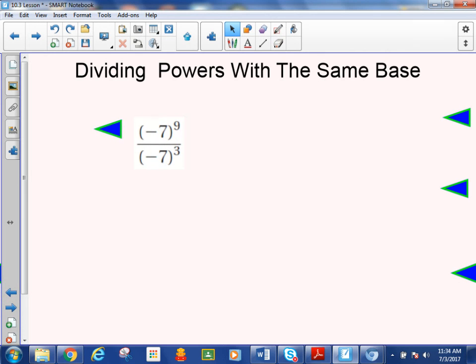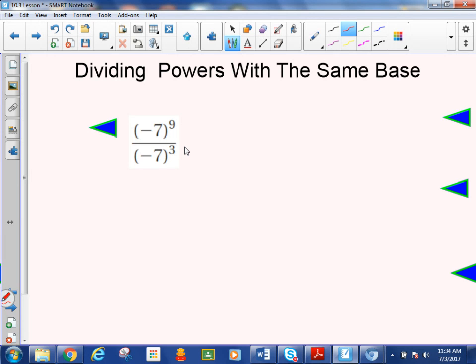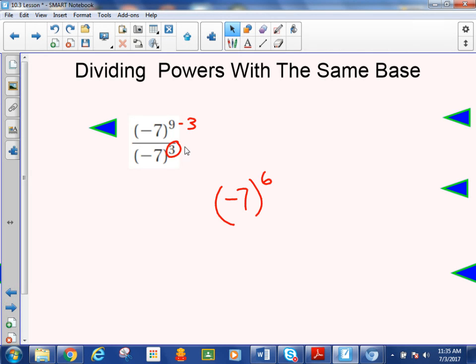Okay, so let's try this one. So I have negative 7 to the 9th divided by negative 7 to the 3rd. So division means we're going to subtract. So I'm going to do minus 3 up here. So 9 minus 3 is 6. It's negative 7, which was my base number, to the 6th power. Okay, bringing that number up from the bottom and just putting a subtraction sign between them makes it very visually easy to go through and solve.